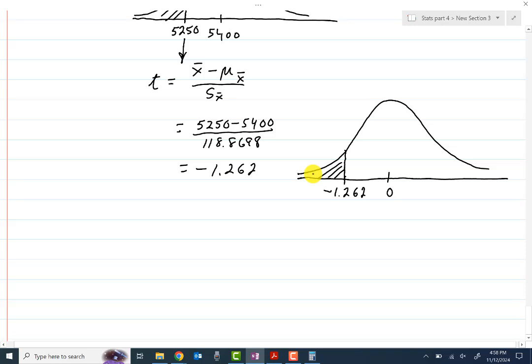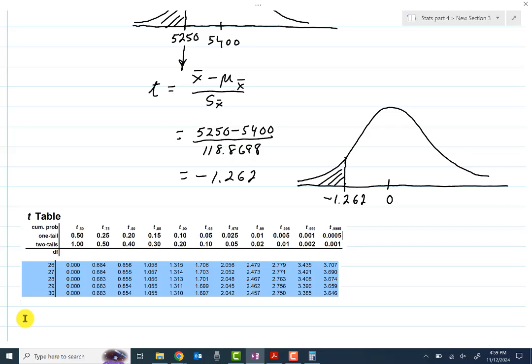And let's see what the p-value turns out to be. I've brought up the relevant part of the table here. The reason why I'm bringing up this section for the degrees of freedom, we had n equal to 28. So the degrees of freedom is equal to n minus 1, which is 27. So I'm looking across this row here, and I'm trying to find 1.262.